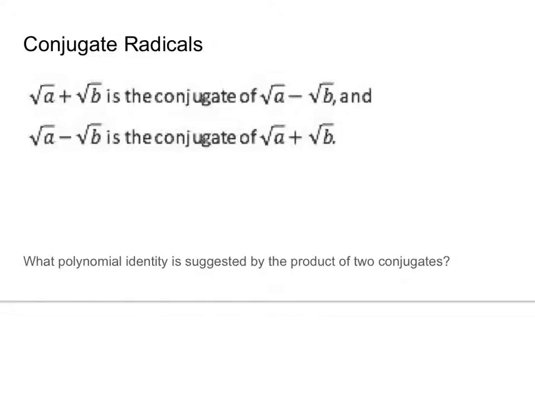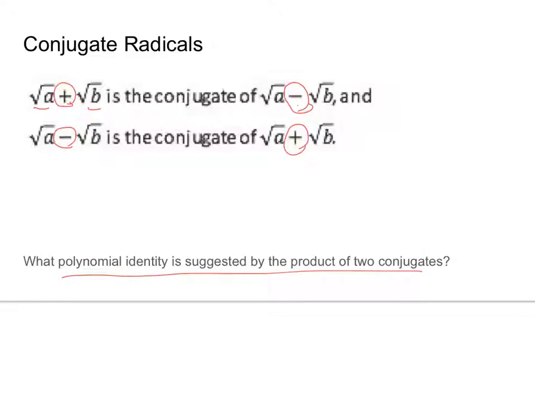Conjugate radicals, it's when things are in the form of the square root of a plus the square root of b, and then we have the square root of a minus the square root of b. It's the same a and b terms under the radicals with a plus and a minus. And then if you start with a minus, you change it to a plus.